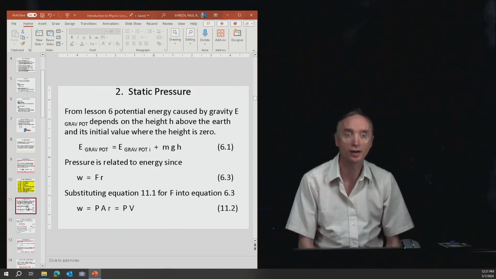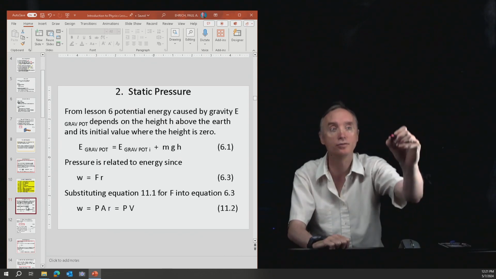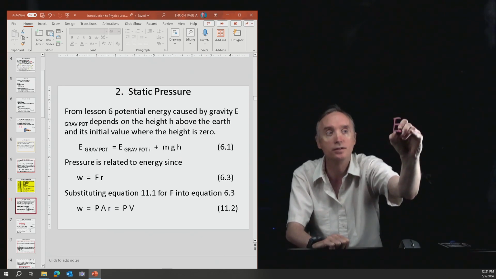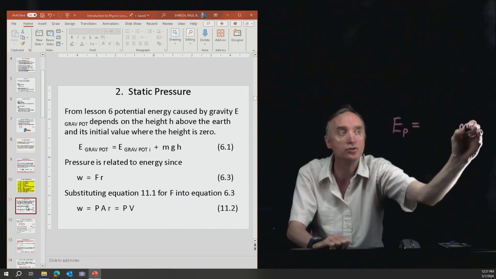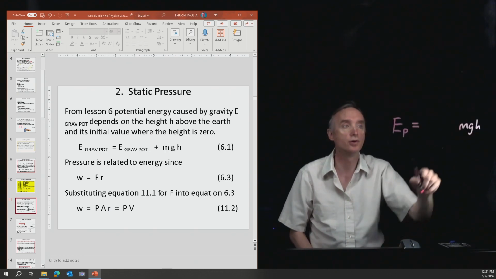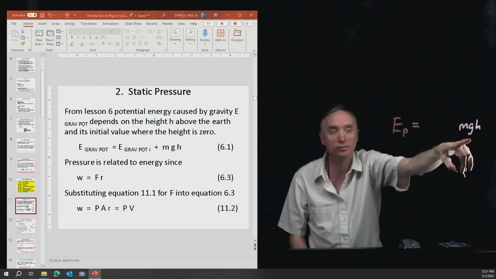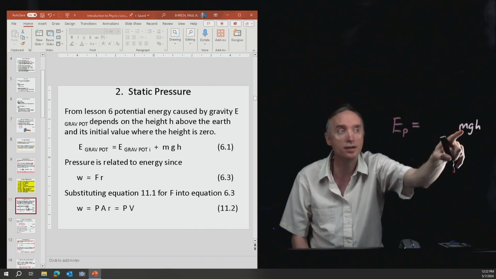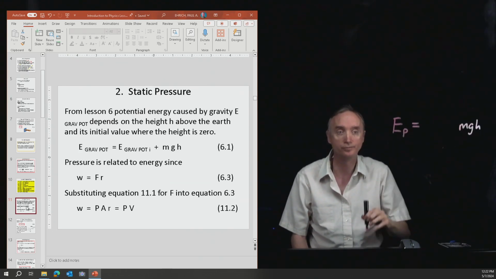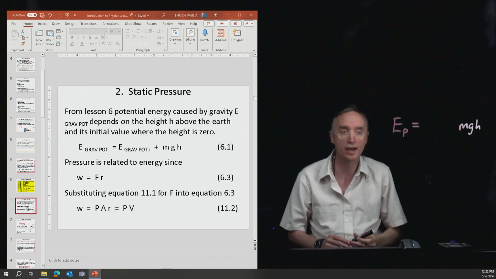There were many different kinds of potential energy, but we talked about gravitational potential energy, and so we said that E sub P was going to be equal to M, G, and then H. H would be the height that you would raise something. G would be gravity, 9.8 meters per second squared, and M would be the mass of the object. And so the higher up you lift it, the more potential energy you're going to have.